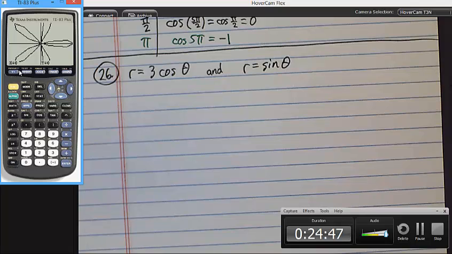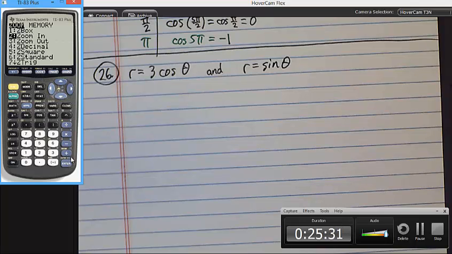So we don't need the rows anymore. So let's see. I have 3 cosine theta, and I have sine of theta, and I'm going to put them both on the same picture. See what it looks like. Well, I sure don't see very much. Oh, I know why. Because I'm zoomed in so much. Let me hit zoom standard. That's probably what yours is going to look like. Oh. Well, I can zoom in from there.